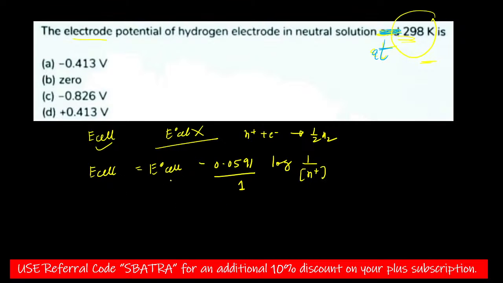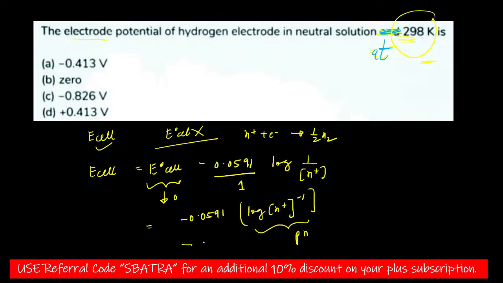Now what is E cell over here? The E naught cell value is 0, not the E cell value, E naught cell is 0. So minus 0.0591 times log of H plus raised to the power minus 1. So this is minus log H plus, which is nothing but pH. The final equation is E cell equals minus 0.0591 into pH. That is how you are going to find the answer to this question.